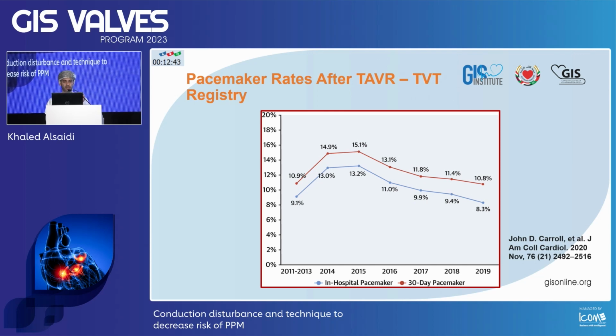This is the rate of pacemakers after TAVI. This is from the TVT STS/ACC registry. And as you can see, the PPM risk actually increased from 2011 to 2015. This increase is probably because of change in the design of the valve. As we're trying to combat PVL, we are getting outer skirts, and also more radial force to prevent PVL at the expense of the conduction system.